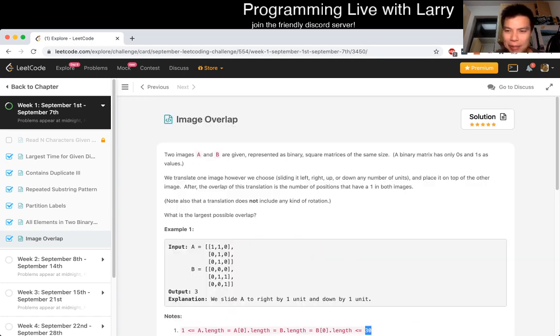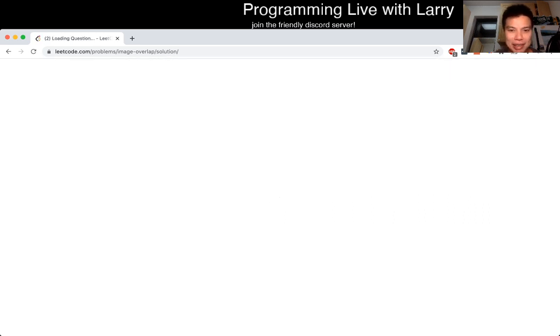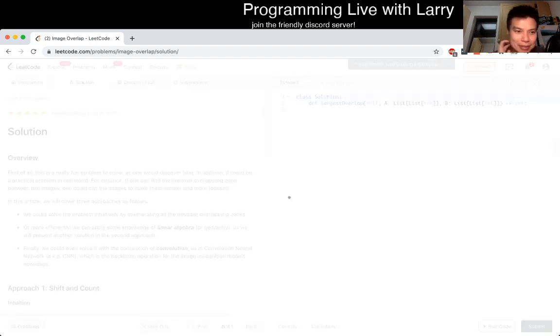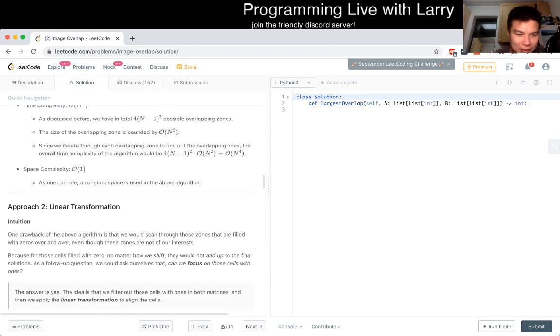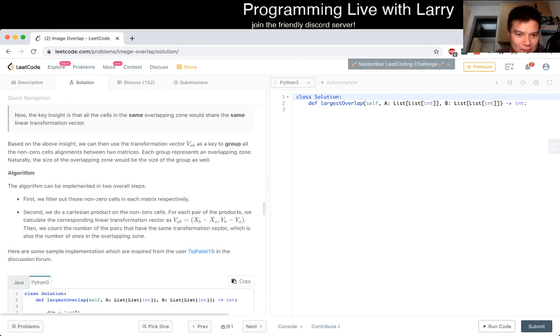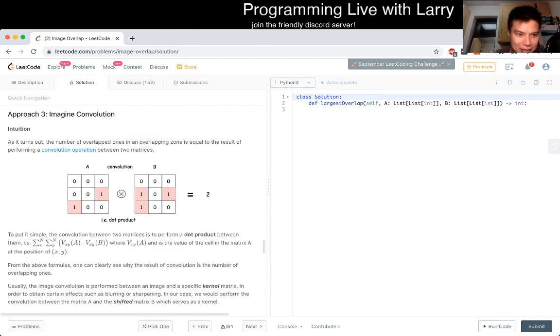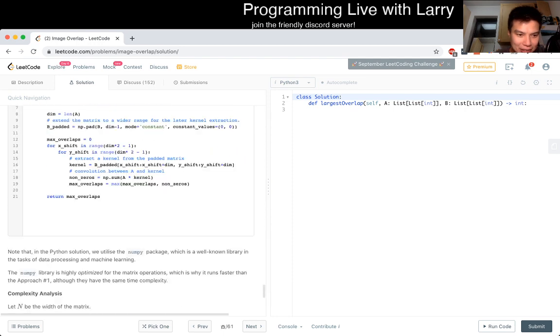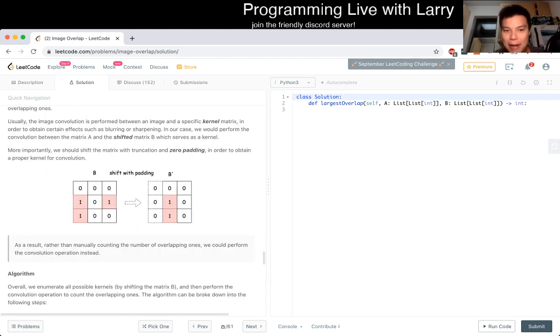Seems like a straightforward problem. I'm going to take a quick look at the solution. Maybe there's a better solution. But given that n is 30, I don't think that you're expected to. But let me see if I missed something obvious, and then we could go over it together. Okay, shift and count. Linear transformation. I mean, that's just still n to the fourth. Okay, yes, we can do convolution, but that's ridiculous. A lot of these are still n to the fourth. I don't know if there's an easier solution. Or not easier, just a quicker solution.